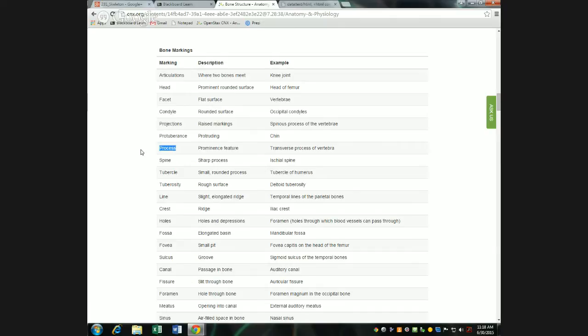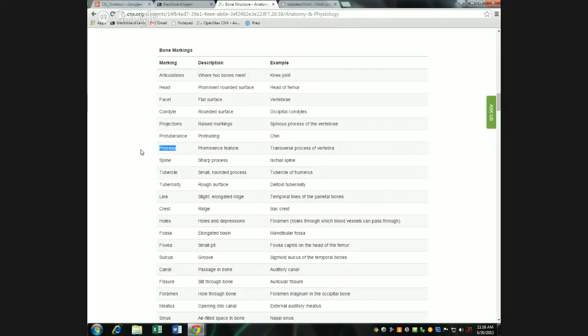Tuberosity translates to small bump. Some sources will call it a medium-sized bump, but it's not terribly important how big the bump is. This is just a tuberosity. This is specifically what's called a deltoid tuberosity. It's called a deltoid tuberosity because the deltoid muscle is what attaches there. The deltoid muscle is this triangular muscle that goes over the shoulder right here.